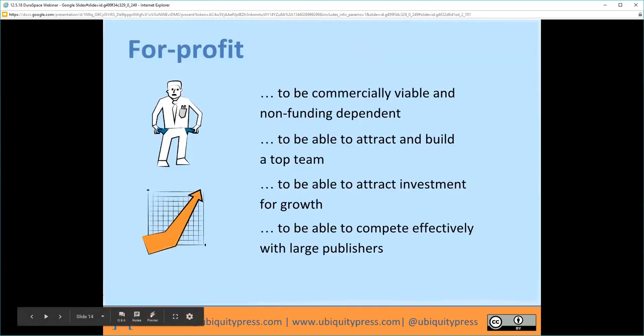We also want to be able to attract and build a good team in the company. And in places like the Bay Area and London, that's very difficult when you have large companies trying to steal away your top software developers all the time. So we need to be able to pay good salaries and incentivize people in the way that the private companies do. We also needed to be able to attract investment in order to grow and build the company. And all of that then enables us to compete with the larger publishers. So that's the critical reason why we are for profit.